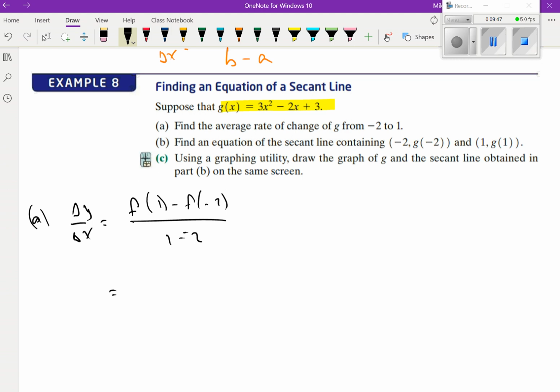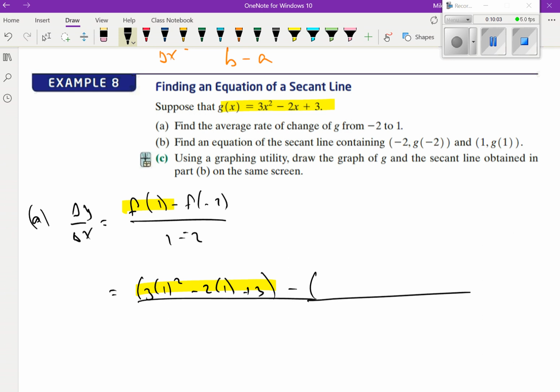So if I want f of 1, I can go ahead and plug this in here. So I want 3 times 1 squared minus 2 times 1 plus 3. So that piece there is just f of 1, that's all of f of 1, minus, now let's do f of negative 2. So f of negative 2, so I get 3 times negative 2 squared minus 2 times negative 2 plus 3. And this is all over 1, and I got a double negative there, so 1 plus 2.